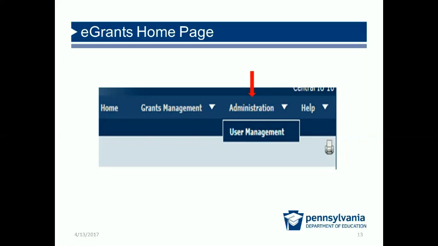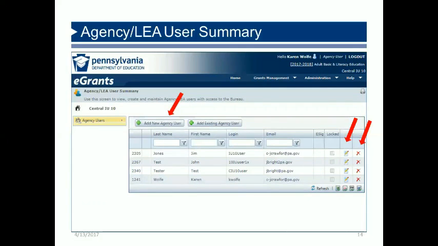Applicants often have several staff members involved in the grant writing, review, and sign-off process. To view the current list of agency users, select the Administration drop-down menu on the eGrants homepage. There is only one option, User Management. Each agency must have at least one staff member with the user administrator role in the eGrants system. Only the user administrator can access and edit the user list. On the agency LEA user summary page, the user administrator can add and delete users.